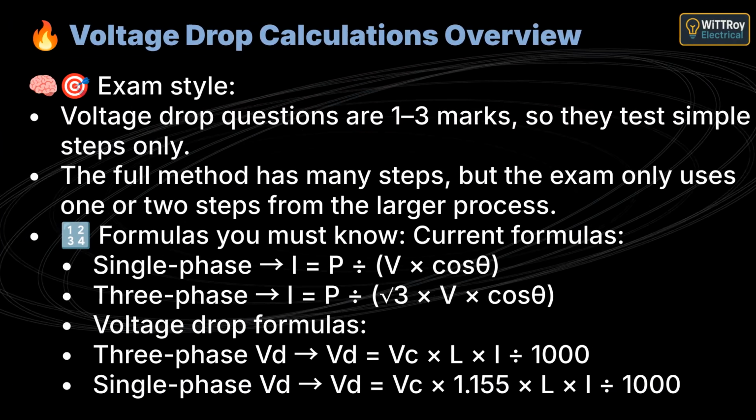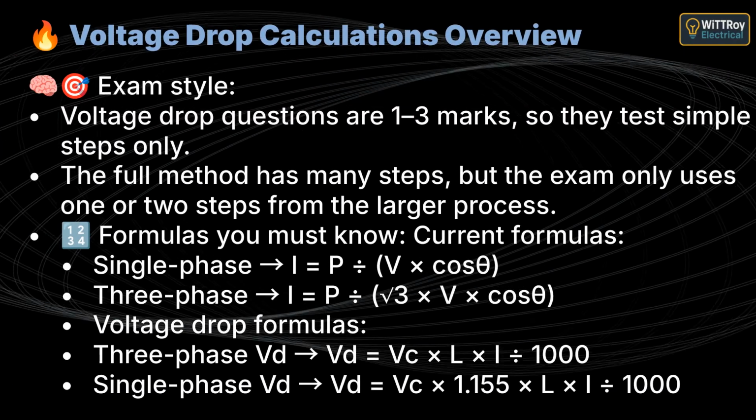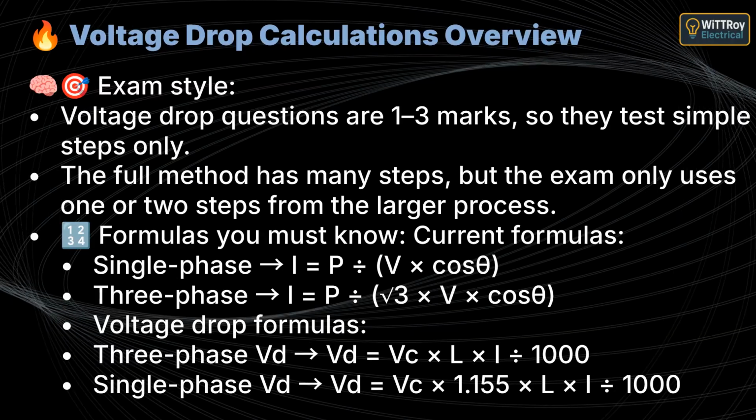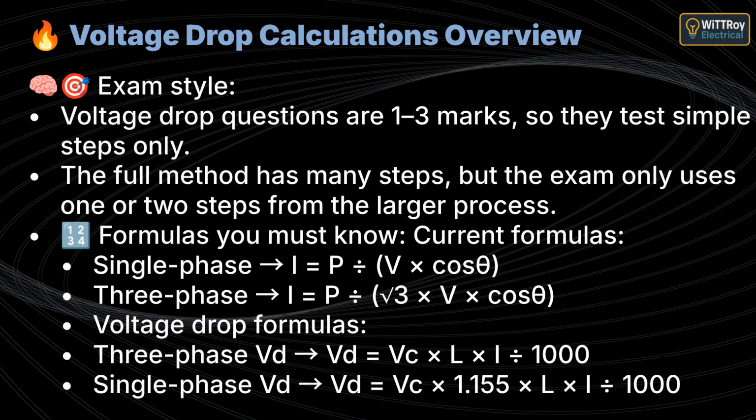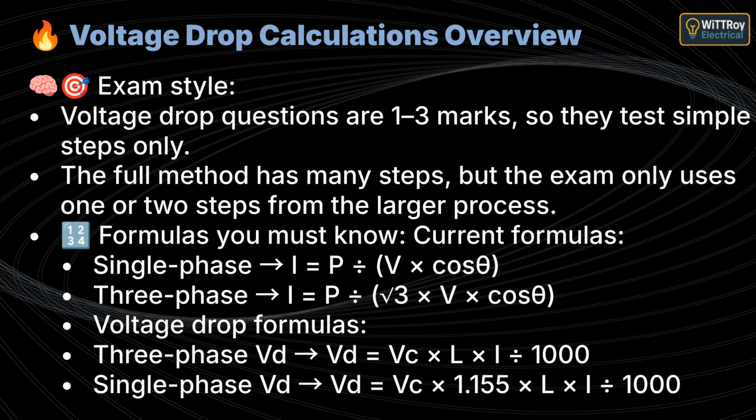Now we start the voltage drop calculation section. In the EWRB online exam, each voltage drop question is 1 to 3 marks only. That means the exam will not test the whole long voltage drop process. Instead, they pick 1 or 2 small steps from the full method and turn those steps into short questions. However, for your study, you must still learn the full method from start to finish because the small questions all come from different steps in that larger process.